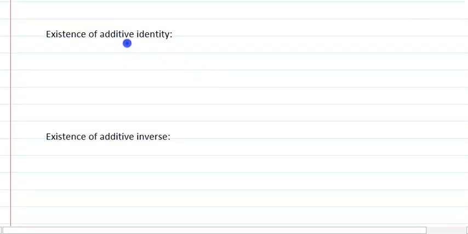Next property is the existence of additive identity. Once again I will recall the existence of additive identity for real numbers. If A is any real number, then you should remember that 0 is the additive identity for real number A, because the additive identity is that number by adding which to any real number, we are getting the same real number.